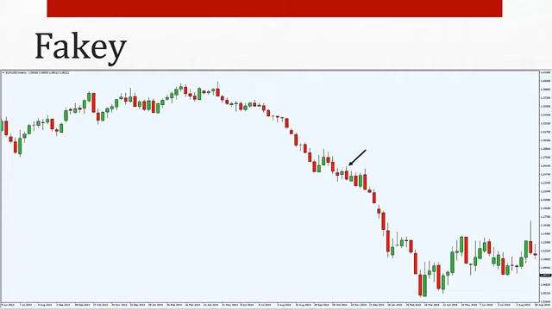So you can see that there is a fakie setup over here, this one. You can see that this is an inside bar. Price opened here, traded higher, and came down and closed back near the lows over here. So you can take advantage of this setup. Place a sell stop order, stops above this high, and see what happens next. So this is basically the concept of how the fakie setup works.